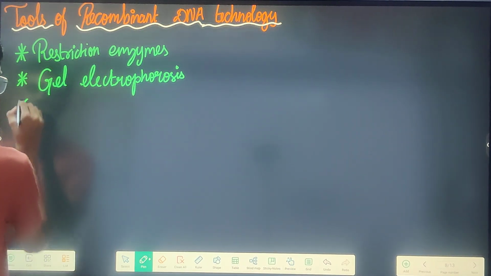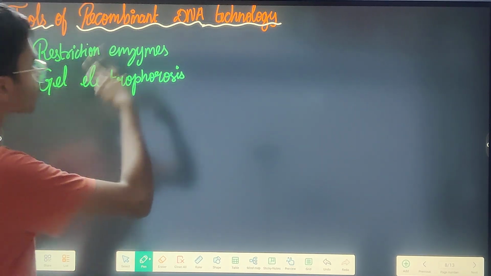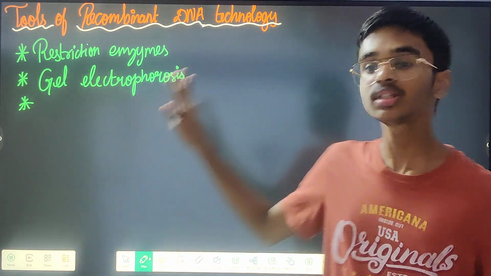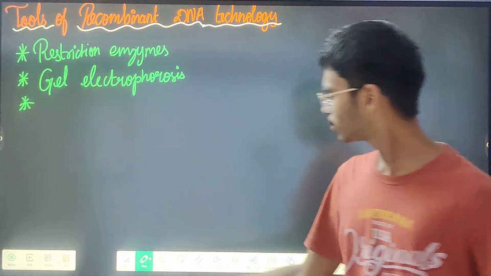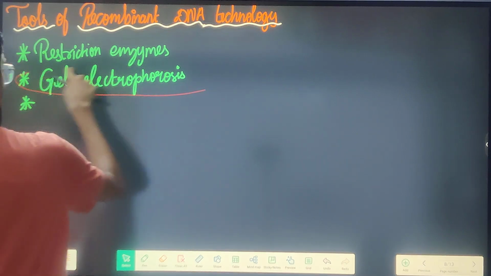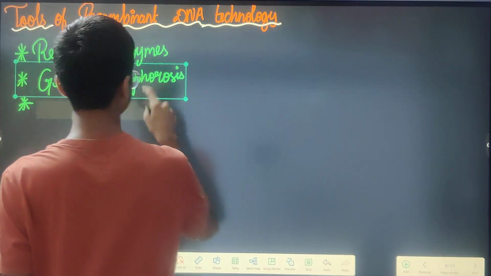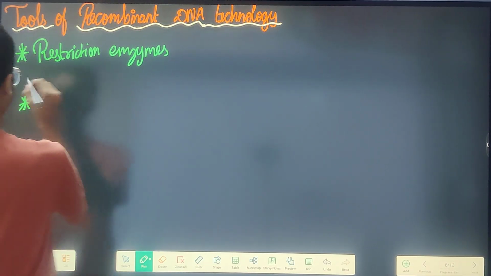Then what else do you want? Actually, gel electrophoresis is not used to create rDNA, but it is used to see DNA molecules in a very good way. So we will just take it out. Now we will come back to the other tools.